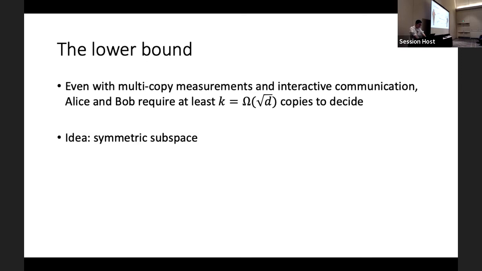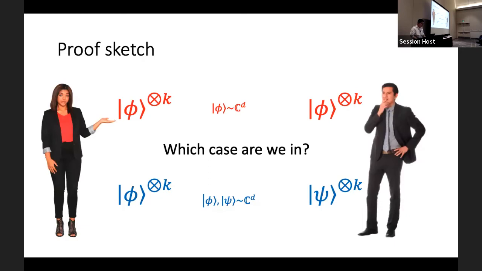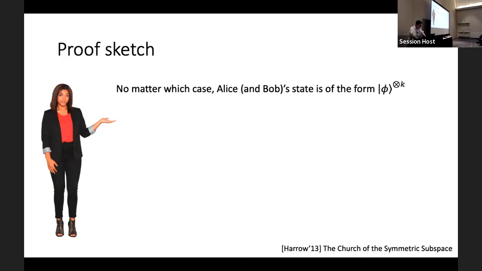So when thinking about multi-copy measurements, we need to change our perspective. Instead of thinking about Alice and Bob's states as k copies of some quantum state, we just think of it as one copy of a very large quantum state, because now we can perform a global quantum operation. Of course, these kinds of states have a special structure, because no matter which case Alice and Bob are in, their state is always of the form phi tensor k for some states phi.